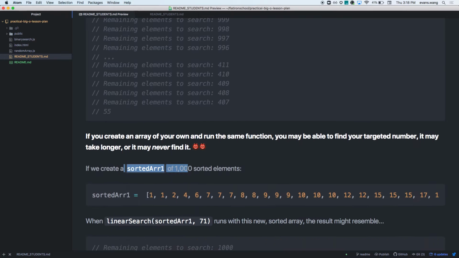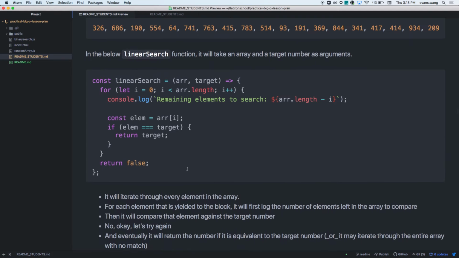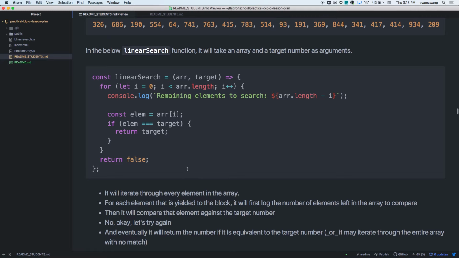But what if we had a sorted array and I ran it through that same exact function? Would it make it any faster? No. Why no? It just starts at the beginning and goes to the end. It doesn't really matter if it's sorted or not. So this algorithm is fairly inefficient. It's what speed?